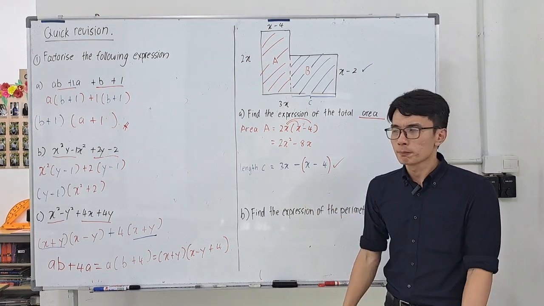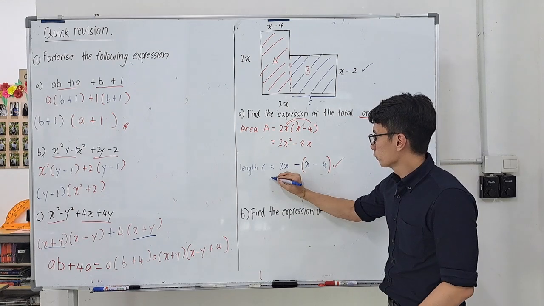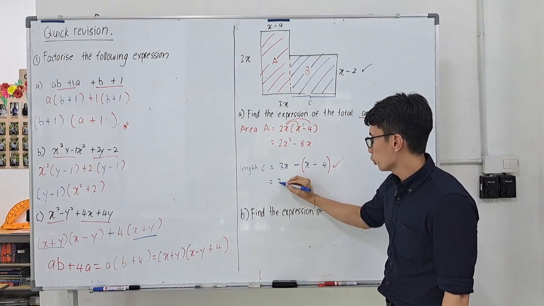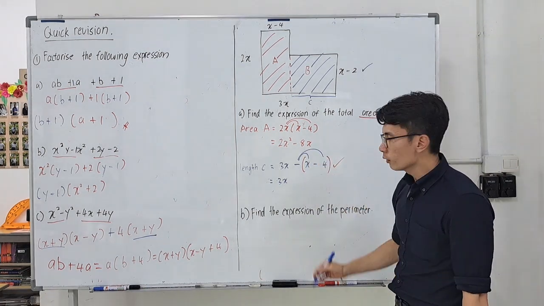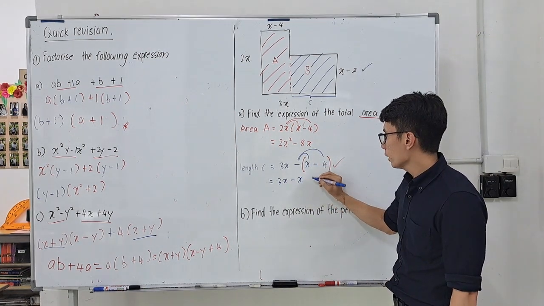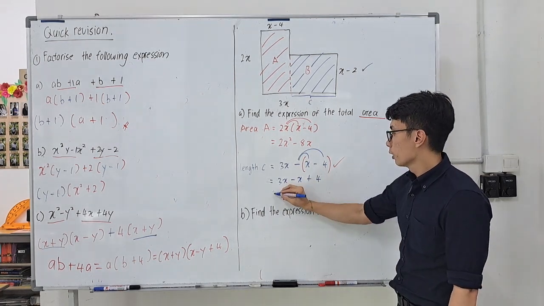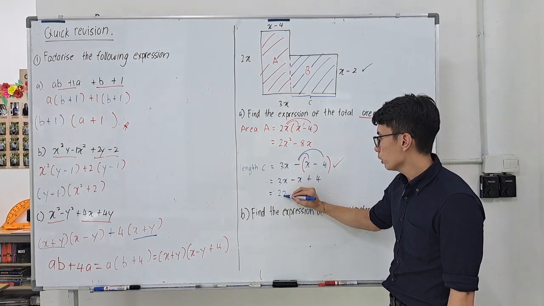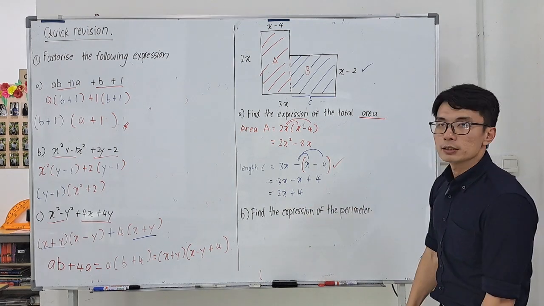Very, very important. Right now we can solve this. So I'm going to open up the bracket first. So this is going to be 3x. I'm going to distribute the negative sign, so that will give me negative x and plus 4. So what do I get here? 3x minus x will give me 2x plus 4. So that's length C.